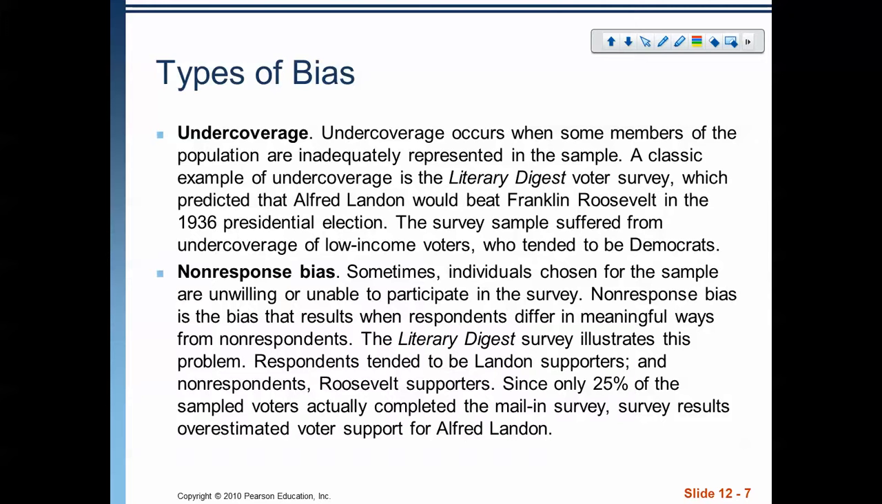Non-response bias is very similar. Non-response bias means that they couldn't respond, right? They were in the sampling frame, but they couldn't respond. So same thing, right? The respondents tended to be Landon supporters, and the non-respondents, people who could not respond because they don't sit in their leather chairs smoking cigars, reading Literary Digest every evening. They couldn't respond because they were low income. They didn't have the magazine. And so, since only 25% of sample voters actually completed the mail-in survey, the results were overestimated for Landon.